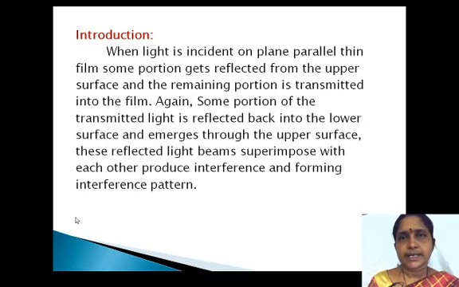Why the intensity maxima, minima? When the two reflected rays superimpose in phase, constructive interference takes place, and the intensity changes as maxima. When the two reflected light rays superimpose out of phase, destructive interference takes place, and the intensity becomes minima. At maxima intensity, bright fringes form. At minima intensity, dark fringes form.